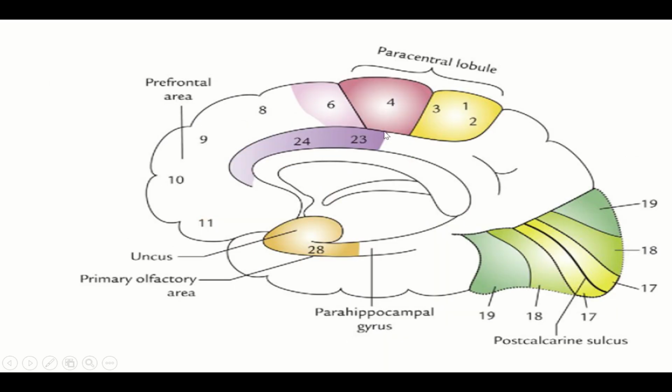If you come to the medial surface, within the paracentral lobule, in the anterior half there is the primary motor area. In the posterior half there is the primary sensory area 3, 1, 2. Here you can see the premotor area on the medial surface, areas 23 and 24, and the medial frontal gyrus. This entire region is the prefrontal area. The uncus and anterior part of the parahippocampal gyrus together form the olfactory area. On either side of the posterior part of the calcarine sulcus, within the walls, you can see the primary visual area. Then on either side, you can see the visual association areas, 18 and 19.